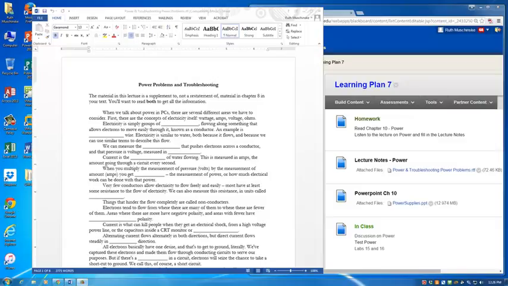Very few conductors allow electricity to flow freely and easily. Most have at least some resistance to the flow of electricity. We can also measure this resistance in units called ohms. Things that hinder the flow completely are called non-conductors. Electrons tend to flow from where there are many of them to where there are fewer of them. Areas where there are more have a negative polarity, and the areas with fewer have a positive polarity.